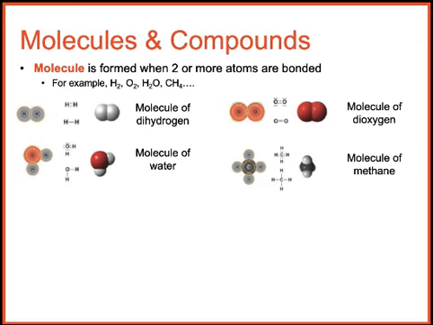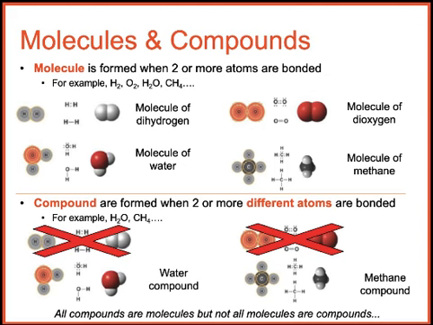Now, differentiating molecules and compounds, right? A molecule is formed when 2 or more atoms are bonded together. So for example, H2, O2, H2O, and methane over here, all of these are molecules, right? You have a molecule of dihydrogen, a molecule of water, a molecule of dioxygen, a molecule of methane. If you had oxygen alone sitting there, then it would not be considered a molecule, right? It's just an atom in that case.